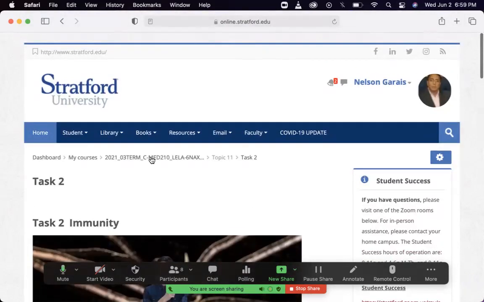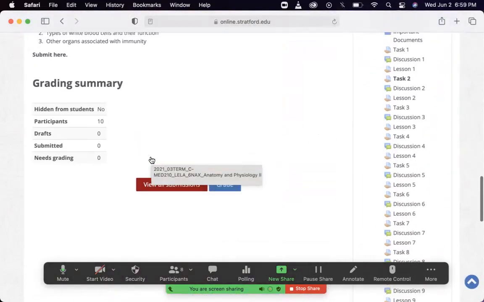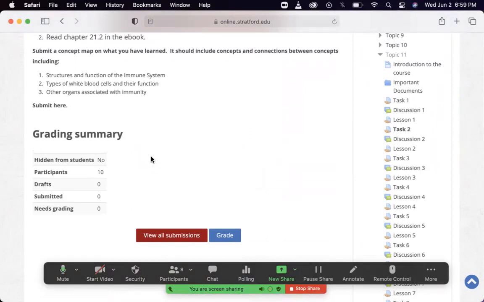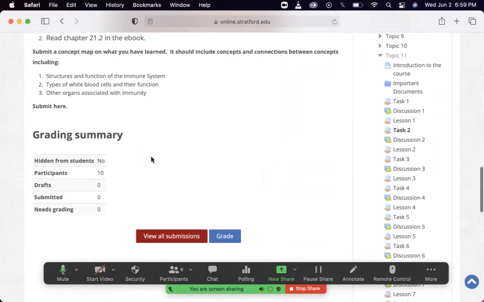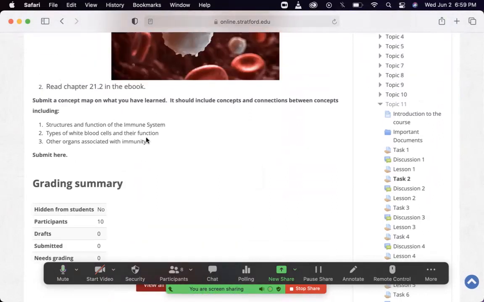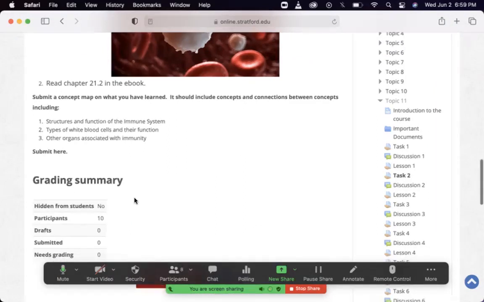So what is due for next week? If I look at my handy dandy calculator, also known as my phone, next week is what? The 9th? So what's due on the 9th? This concept map. Now, what's a concept map for those of you who hadn't had me before?